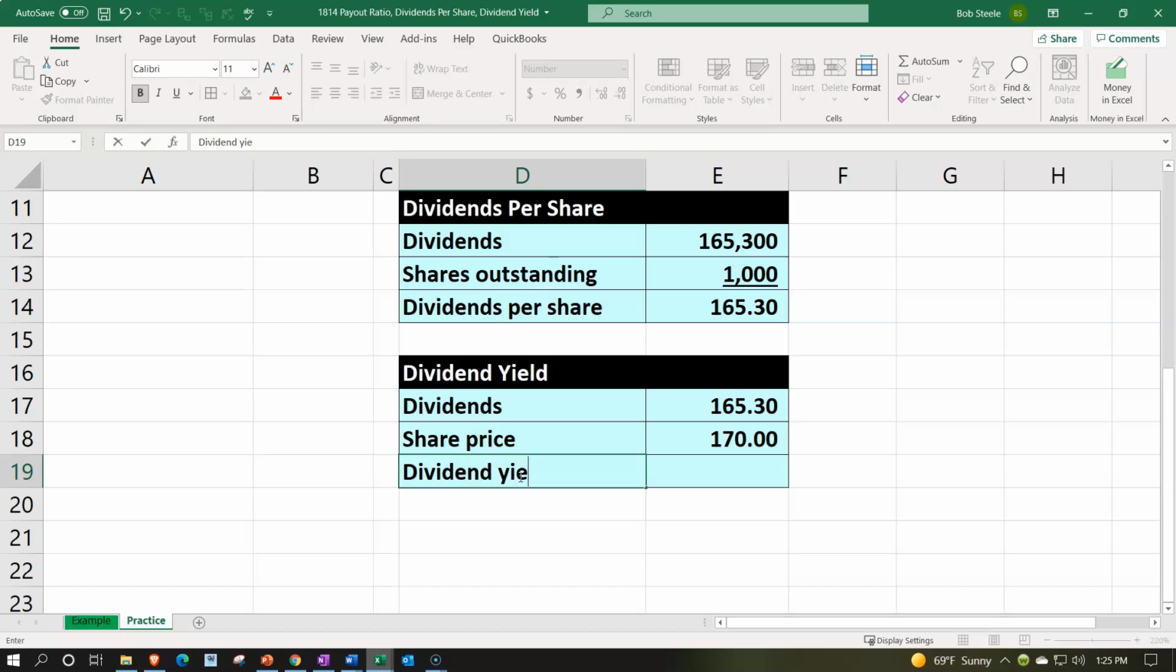Dividend yield, and that's going to be equal to the 165.30 divided by the 170, making that a percent, number group, percentifying it, adding a couple decimals. We're at the 97.24%. Let's go ahead and underline, font group, and then underline.